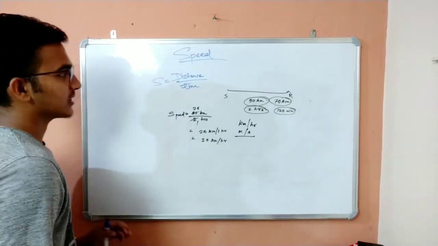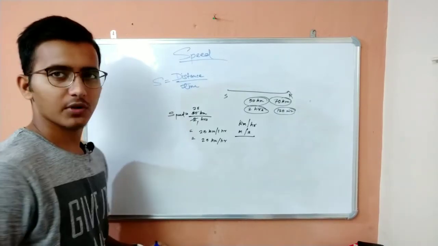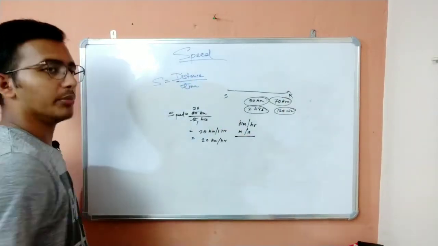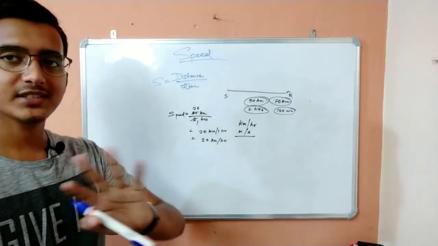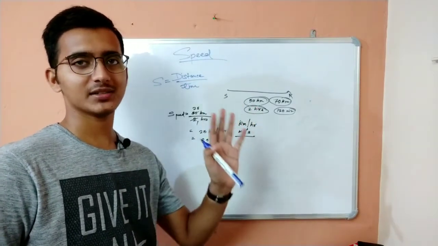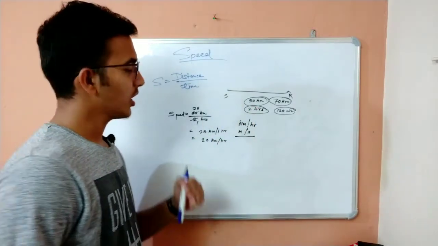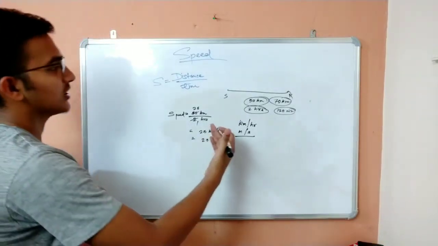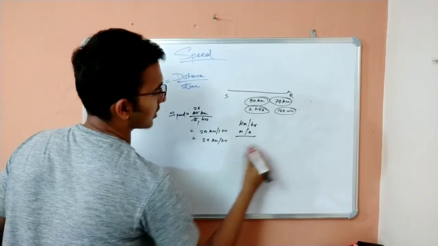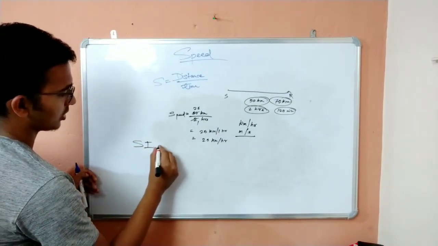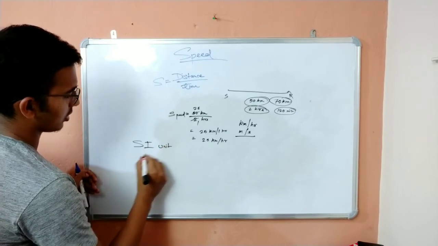Okay, why the SI unit of speed? I guess I forgot to tell. So the SI unit of distance is kilometer. Sorry, the SI unit of distance is meter. What is SI unit? SI unit is the internationally accepted system of units which every country follows. So therefore, the SI unit of distance, how will I find the SI unit? So suppose if I write here SI unit of speed.